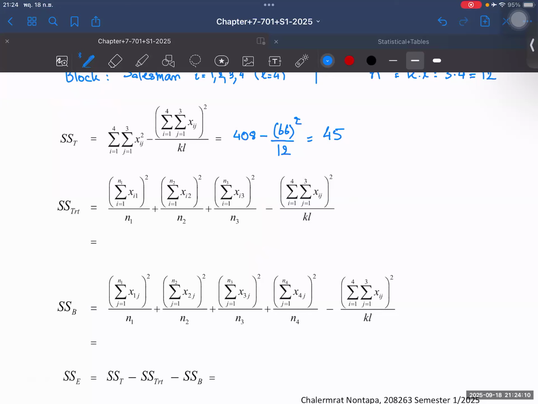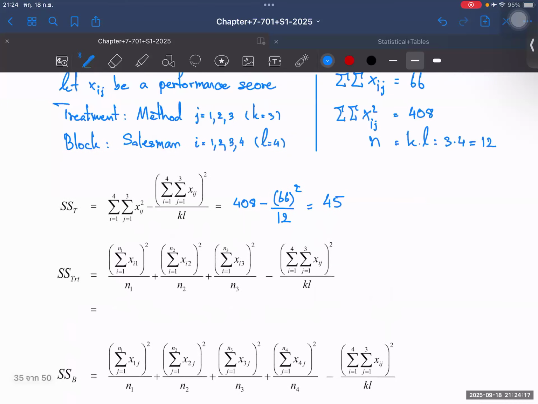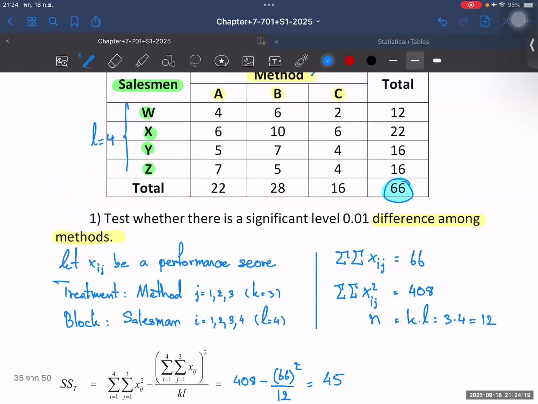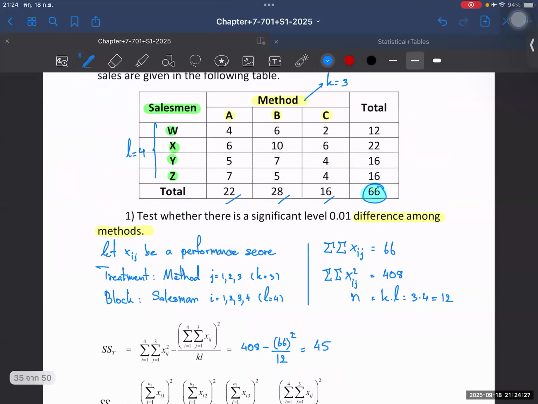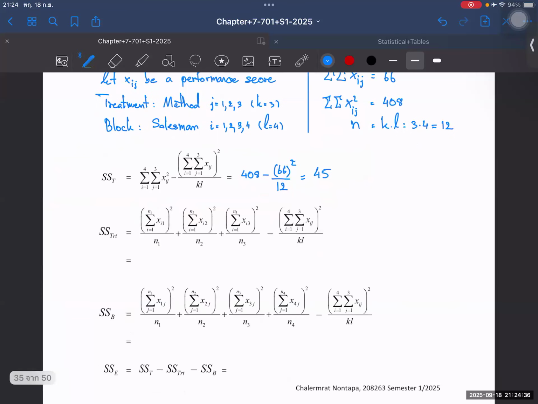Okay. I calculate the sum of each treatment, by the column. So we have 22, 28, and 16. And counting the sample size in each column, we have 1, 2, 3, 4. So n is 4, right?